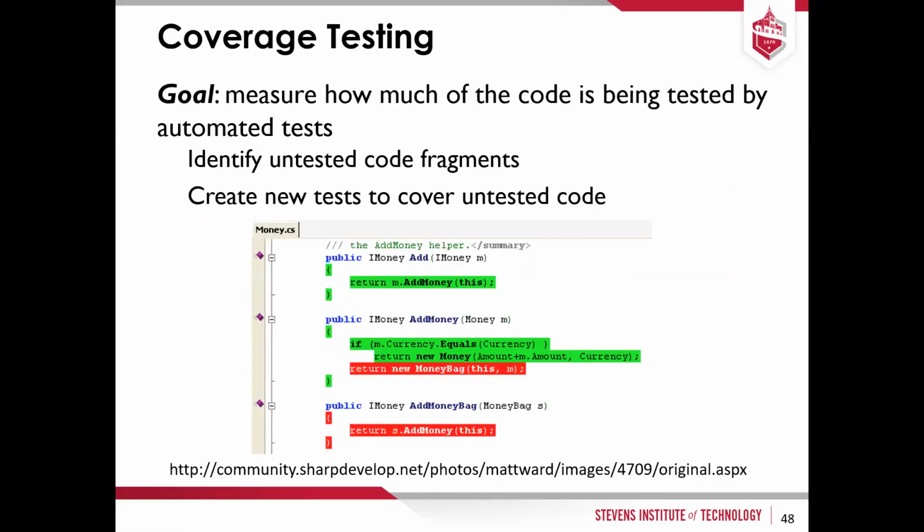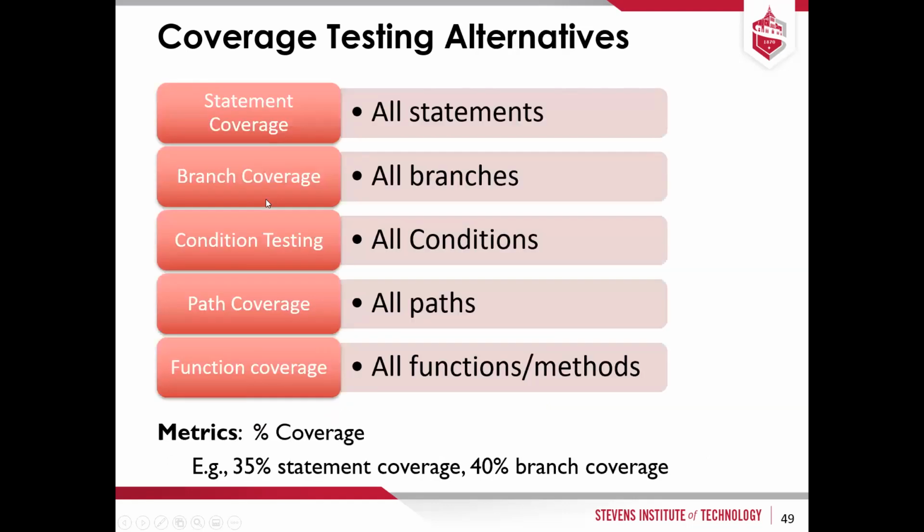But how are we doing the coverage analysis? The goal is we measure how much of the code is being tested by the automated testing. The more we can cover, the better, and we have more confidence in the system, right? So it identifies untested code and we create a new test to cover it. For statement coverage, with different tools, we can go through all the statements. We can go through all the branches and make sure that we cover all the conditional tests, all the paths and all the functions.